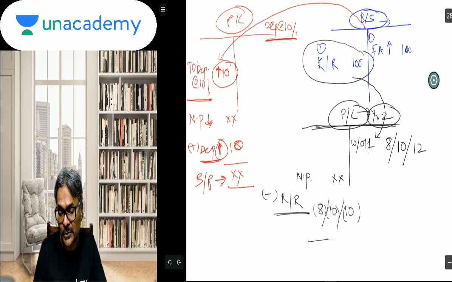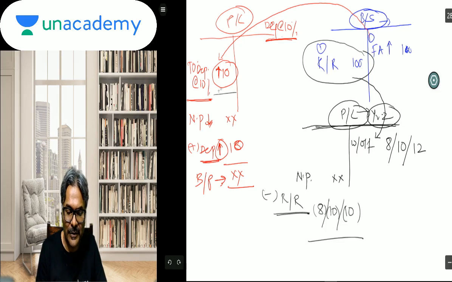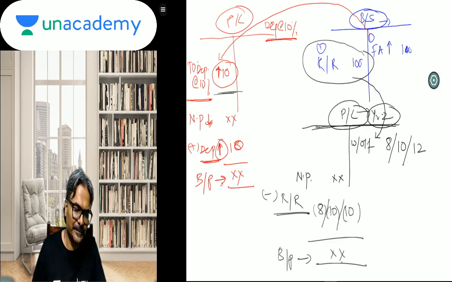Why not 12, sir? Because only to the extent of 10 is there a double taxation. Can you see, in the previous scenario, the depreciation at 10% was 10. So only to the extent of 10 is there a double taxation, and that is what the entire objective is. So this is how you will determine your book profit, and on this you will calculate your MAT.